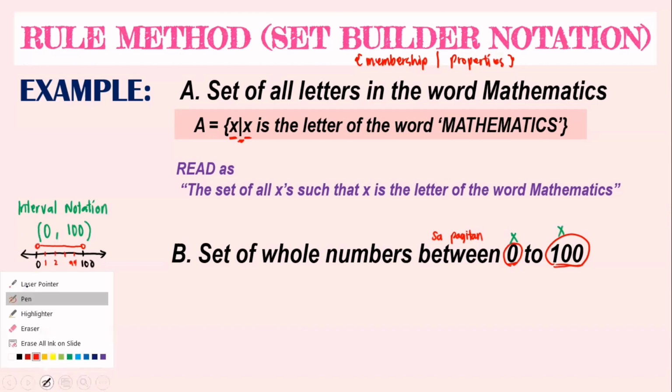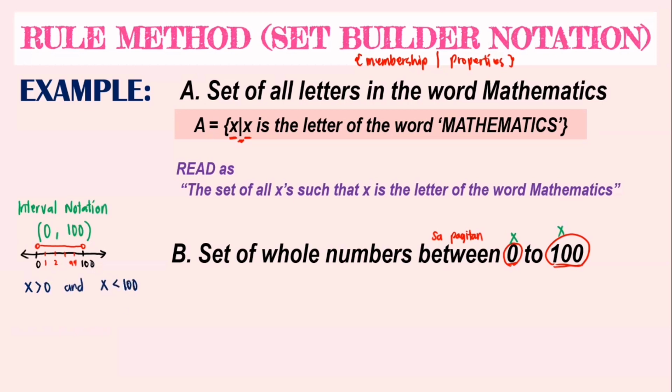Okay? Kung isusulat naman natin to into inequality notation, this is x is greater than 0 and x is less than 100. Okay? Bakit? Kasi x is greater than 0. Ano ba yung mga x na mas mataas na 0? Diba yung 1 tsaka 2? So, papunta siya dito. Ito naman, x is less than 100. Ito yung mga 99. So, papunta naman siya dito.